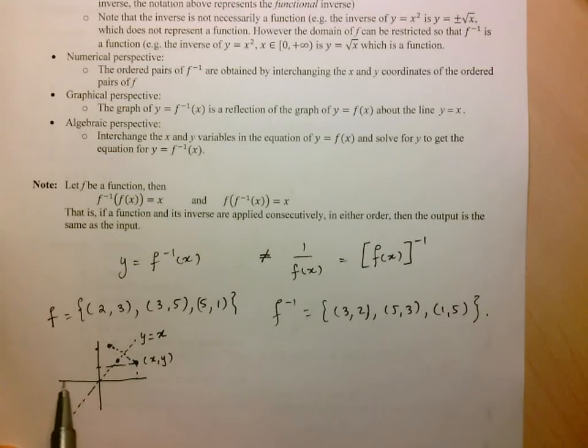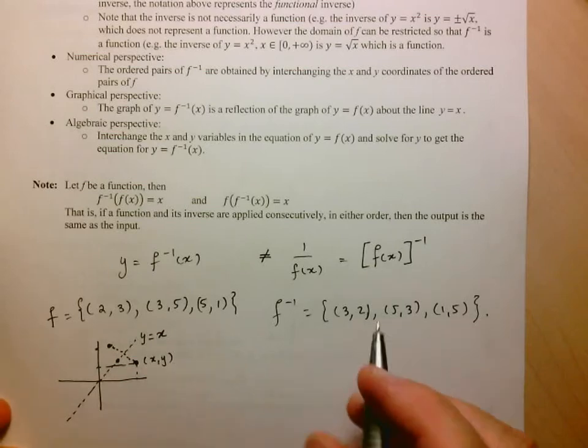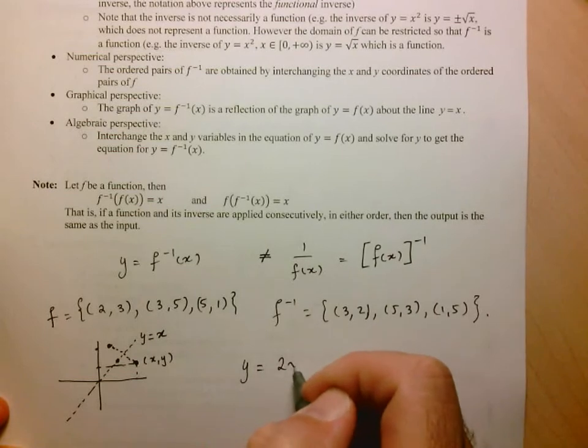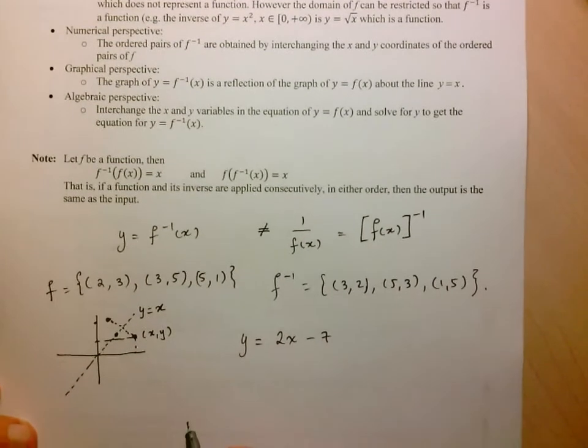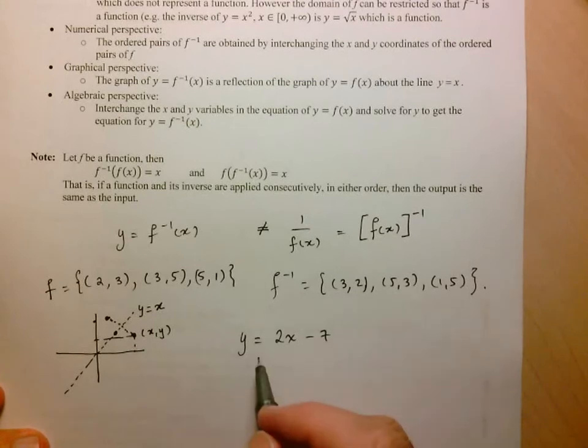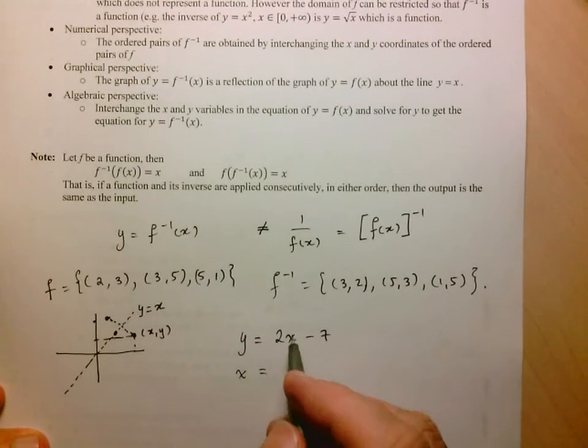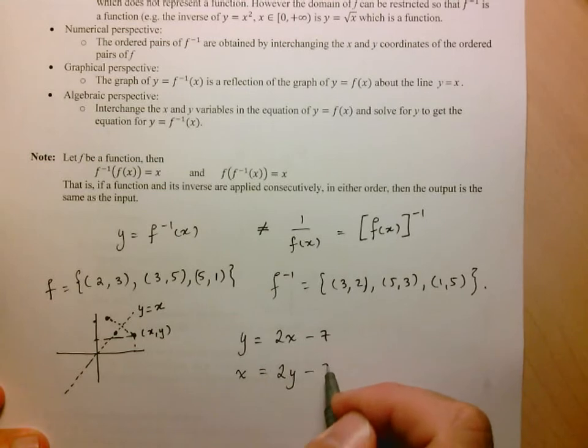Similar to a reflection in the x-axis when we take the negative of a function, or a reflection in the y-axis, which is just taking the negative of the input variable, we see that the inverse function can also be seen as a reflection, except about the line y equals x. Now the third perspective, the algebraic or analytic perspective. If I have some function y equals 2x minus 7, remember what I'm doing. I'm just interchanging the x and y variables. Wherever I have a y value, that now becomes my x value, and wherever I had an x value, that now becomes my y value.